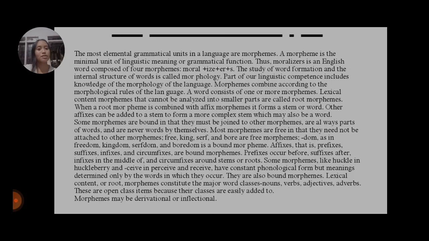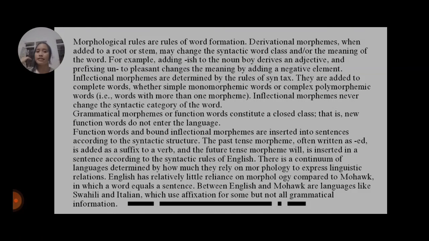So morphemes may be derivational or inflectional. Morphological rules are rules of word formation. Derivational morphemes, when added to a root or stem, may change the syntactic word class and/or the meaning of the word. For example, adding ish to the noun boy derives an adjective, and prefixing un to pleasant changes the meaning by adding a negative element.